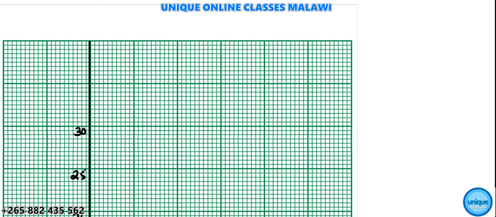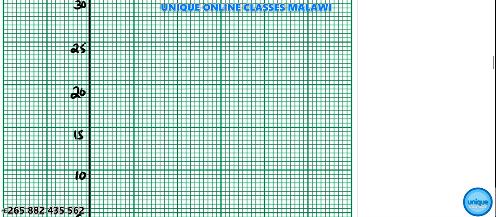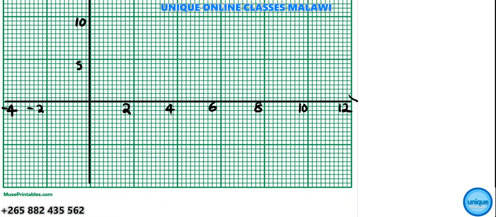So I can remove this part here. I can remove that one. So this is Y. Y is this side here, that's X. So here we have negative 5 and negative 10. Yeah, something like this.